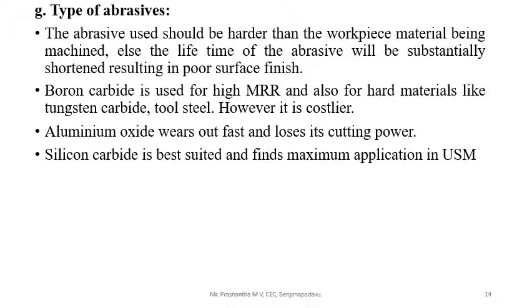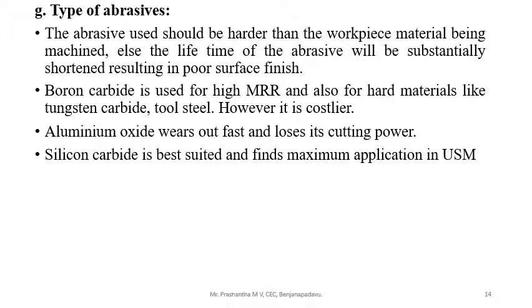The most commonly used abrasive grains are boron carbide, aluminum oxide and silicon carbide. Boron carbide is used for high material removal rate and also for hard materials like tungsten carbide and tool steel. However, it is costlier. That is the drawback. Aluminum oxide is also commonly used, but it wears out fast and loses its cutting power. That is the drawback.